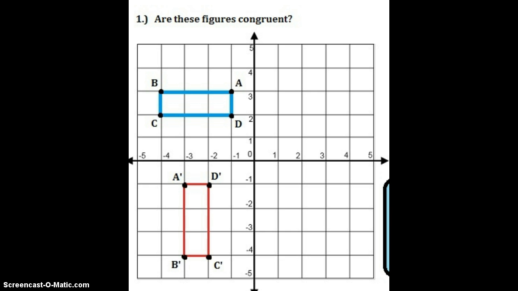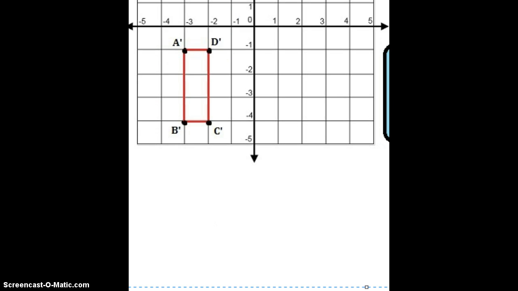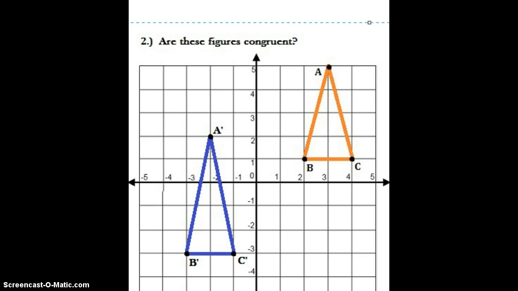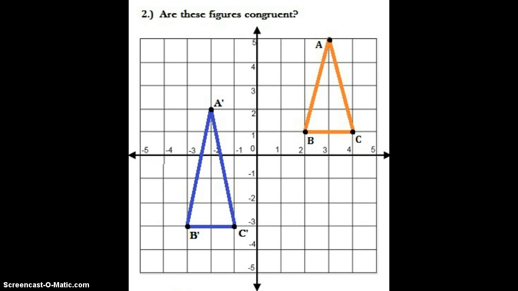Now, if we look down at example 2, we can take a look at one more set of examples here. Let me just slide my picture down. Okay, so now we want to know if these figures are congruent. And if we look at triangle ABC, which is this orange figure right here, we can see that it is 2 wide and 4 units tall.